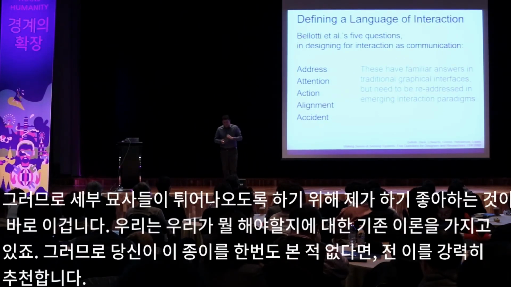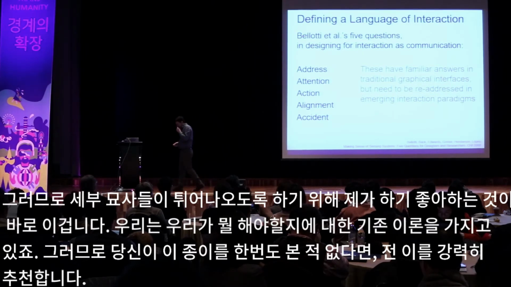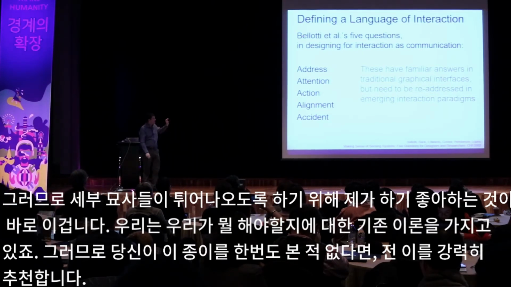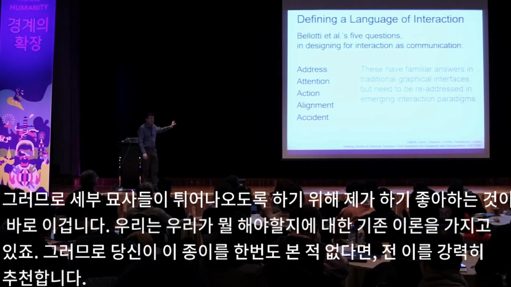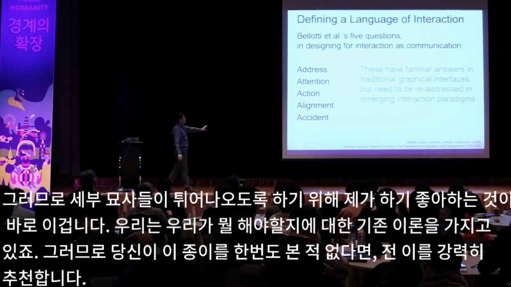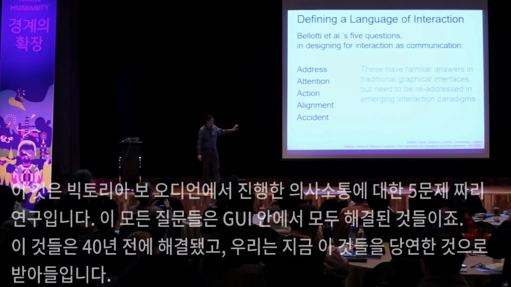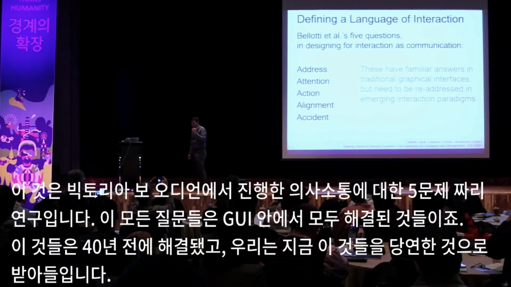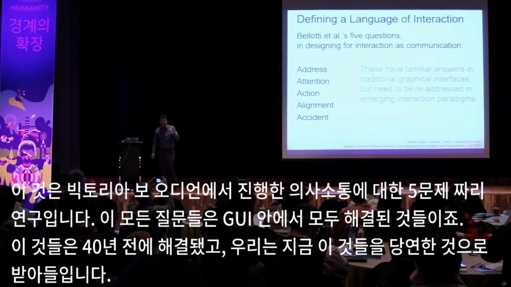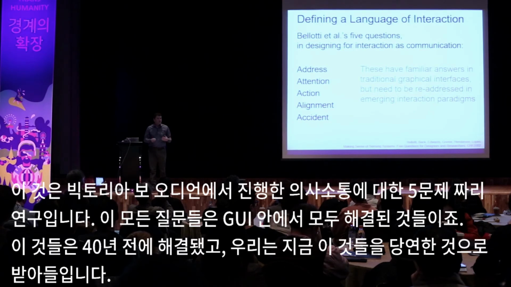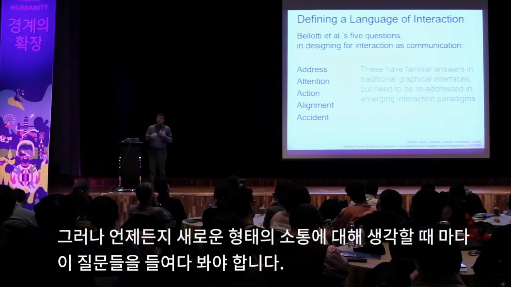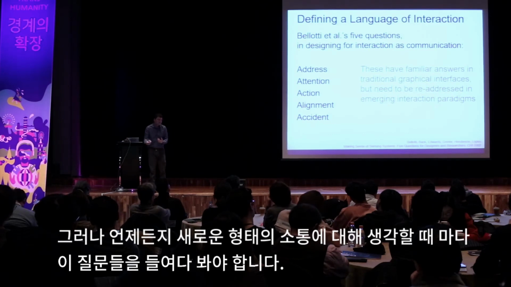And so to pop out of the details of that, one of the things that I like is that we have an existing theory for thinking about what we were just doing inside of GestureScript. And so if you haven't seen this paper, I highly recommend it. It's some work by Victoria Bellotti on 5 questions for interaction as communication. And these questions are things that have been solved in the GUI. They were solved 40 years ago, and we take them for granted now. But every time we think about a new form of interaction, we have to revisit these questions.